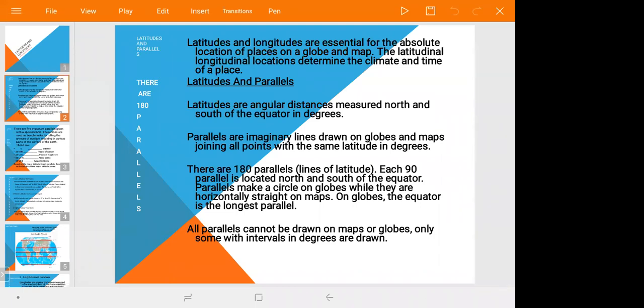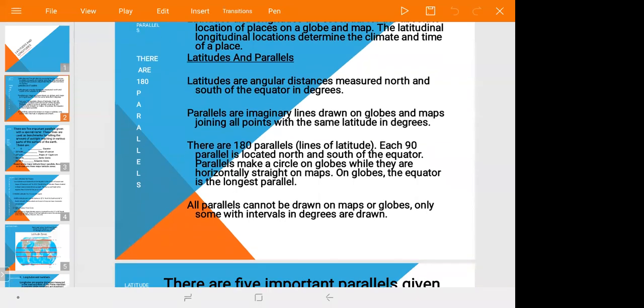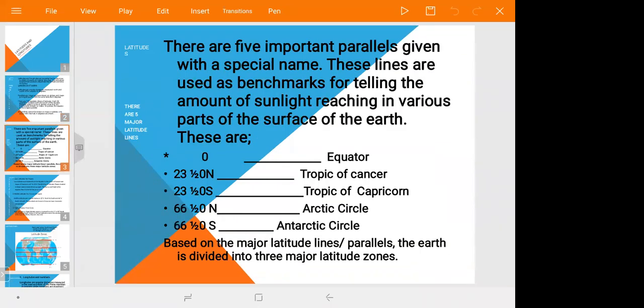That 0 degree, the equator. On a globe, the equator lies at 0 degree latitude and is the longest circle, yes? But when you come to the map, it's equal to the rest of the latitudes, but it is the longest one on the globe. Even if we have 180 parallels or lines of latitude, we do not draw all of them.